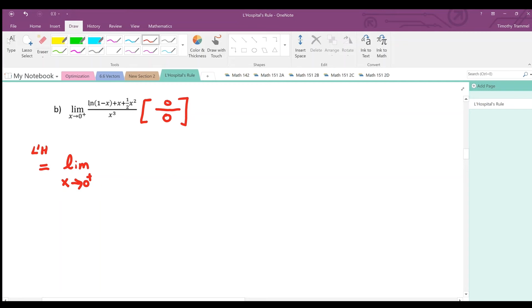So if we take the derivative of the natural log of 1 minus x, that's going to look like 1 over 1 minus x. And then the derivative of the inside is actually minus 1. So I'll just tack on a negative here. Then plus the derivative of x, which is 1, plus the derivative of 1/2 x squared, which is just going to be x. And then all over the derivative of x cubed, which is 3x squared.